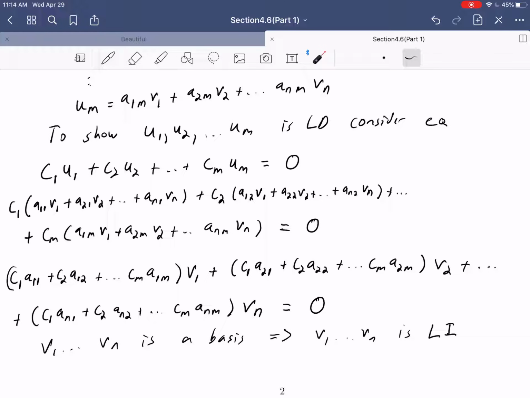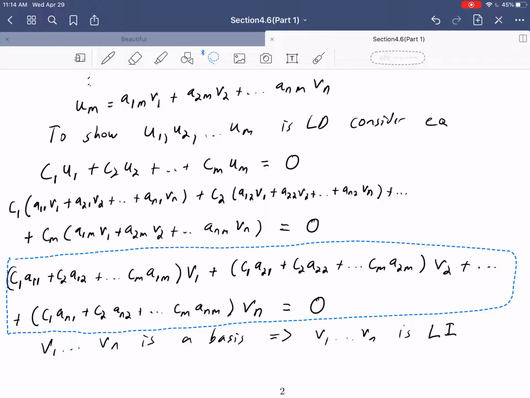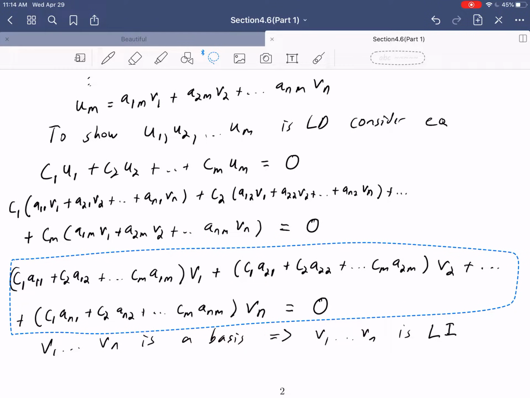Okay, so let's grab that and move it onto the next page here, because we'll need to use this. So we'll just grab that.